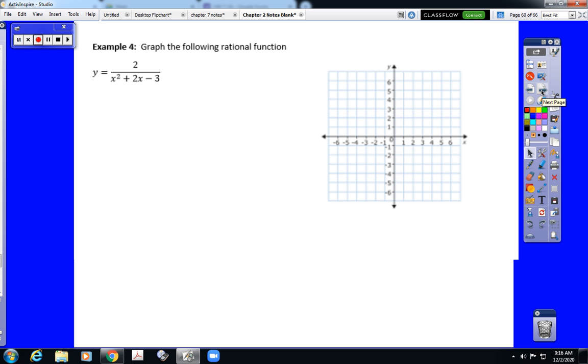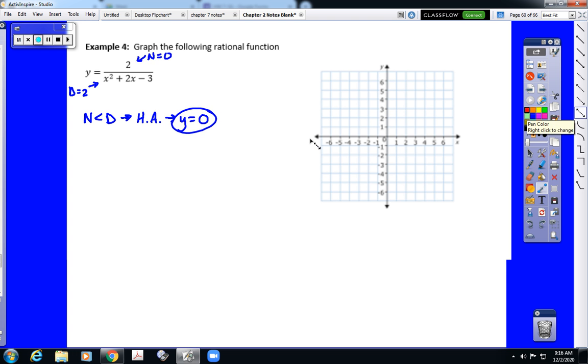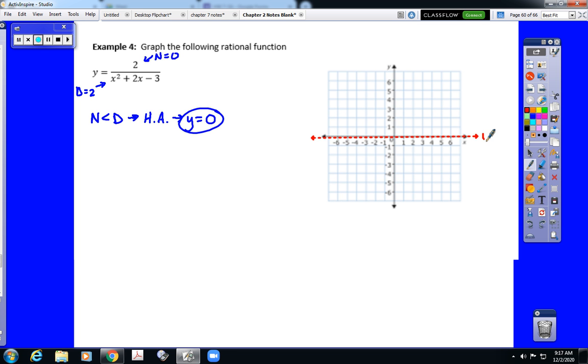We've taken away the scaffolding now, so now we need to remember those steps on our own. Step 1 is a horizontal asymptote. Our numerator's degree is 0. The denominator's degree is 2. Since the numerator is less than the denominator, that means that the horizontal asymptote is the line y equals 0. So we'd start by graphing our horizontal asymptote, which is the x-axis, the line y equals 0.